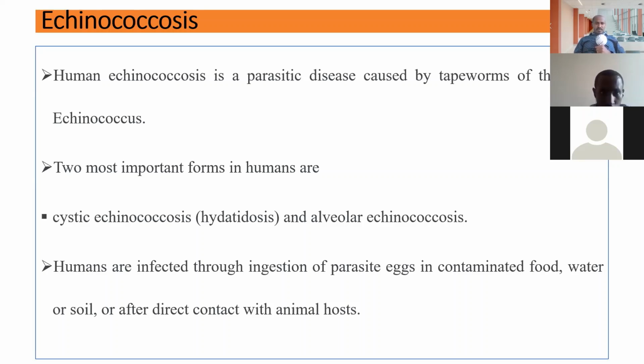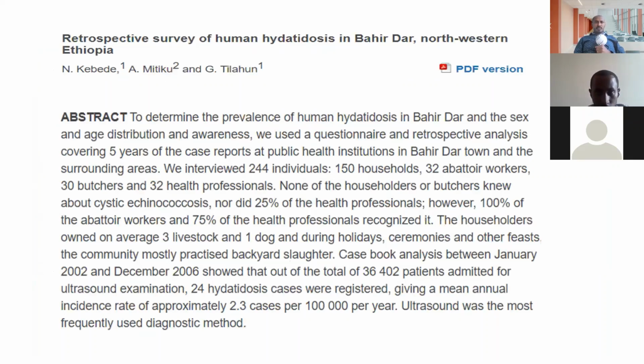Humans can get infected by ingestion of the parasite eggs in contaminated food or water, or it could be in the soil. So humans can easily get infection with that. So I have tried to look whether it is also present in Ethiopia.